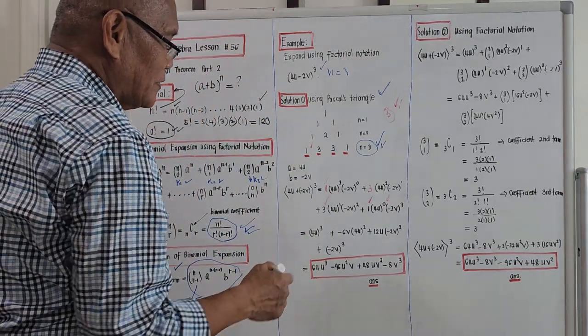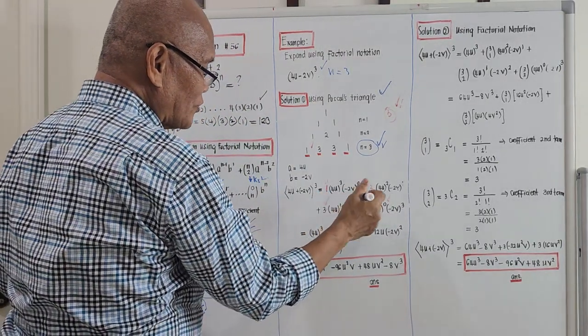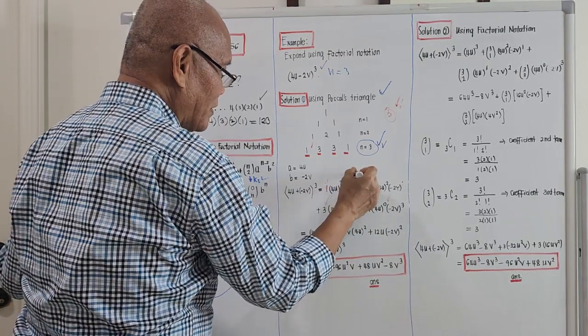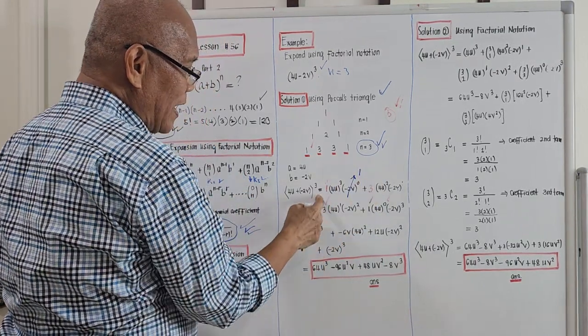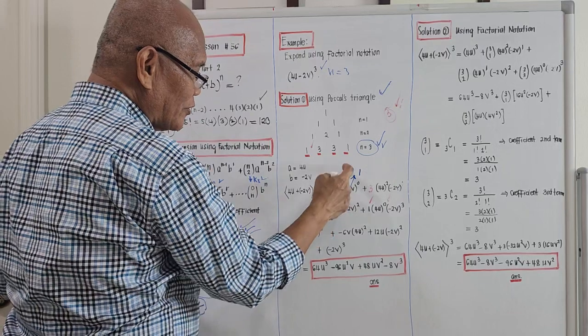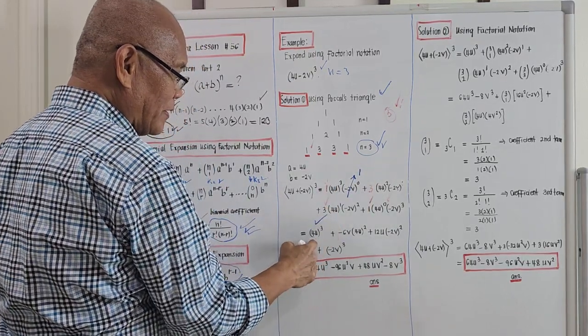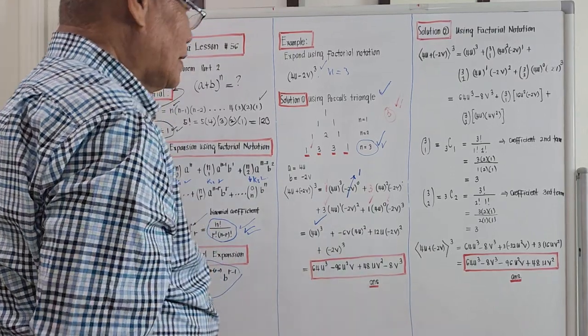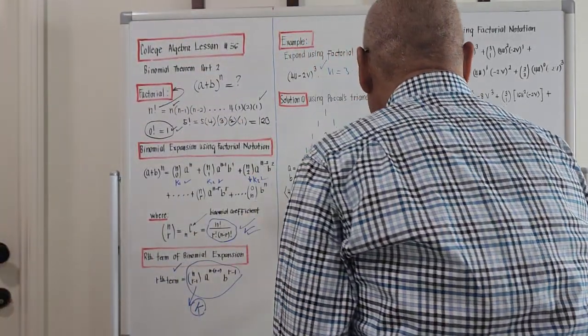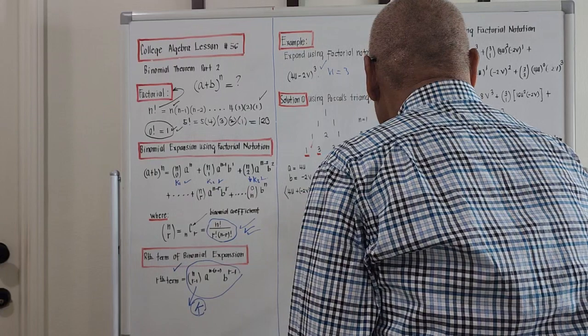The first one, this negative 2b raised to 0 power, should be 1. So 1 times 4u to the third power times 1 will be 4u to the third power. Right? Let's check the coefficient of the second term.